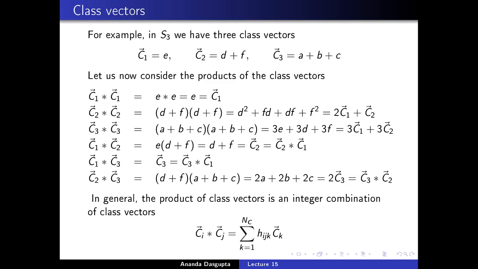What you're going to get is Ck times a bunch of constants summed over all k. These integers must be labeled by the three indices i, j and k. So these are my h_ijk's. And as I've just said, h_ijk's can only be positive integers or 0. And this is a very, very important property which we will exploit in Burnside's method.